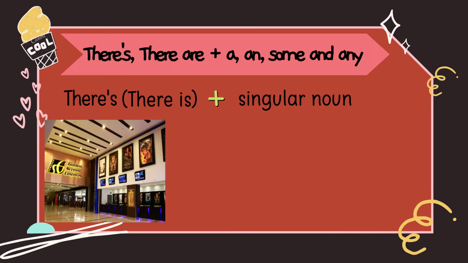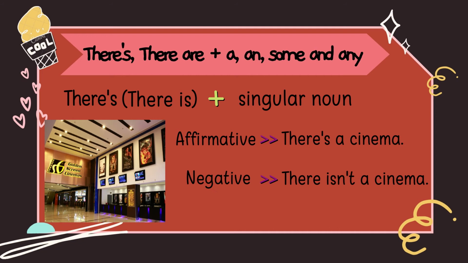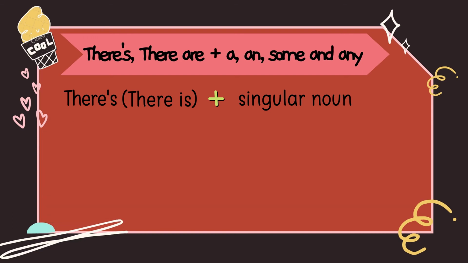Alright, so look at the picture. It is a picture of a cinema. How many cinemas are there? There's only one, right? So, the affirmative sentence we can write, there's a cinema. There's a cinema. Let's say I want to write it in a negative sentence. We can write, there isn't a cinema. There isn't a cinema.